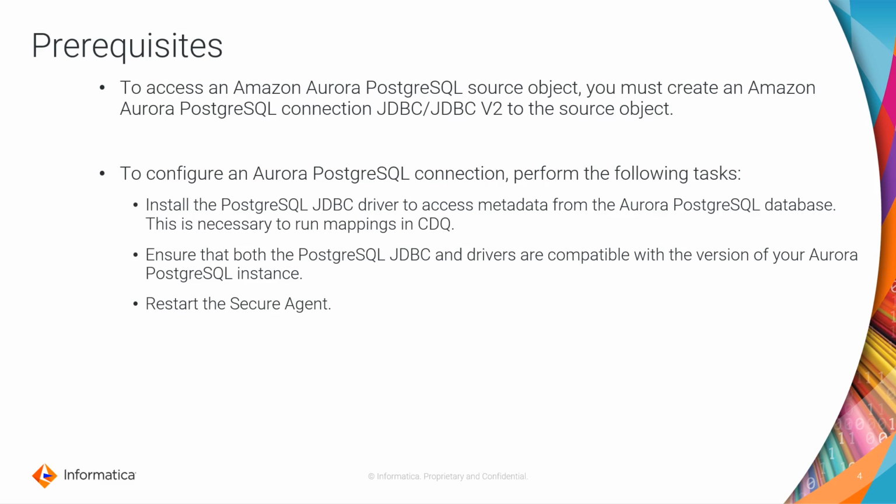PostgreSQL. To configure the Aurora PostgreSQL connection, you need to install the PostgreSQL JDBC driver to get the metadata access from the database, and metadata access is necessary to run the mappings in the CDQ. Ensure that the PostgreSQL JDBC driver is compatible with the version of the Aurora PostgreSQL instance which you have. After configuring the JDBC drivers in the Secure Agent, you need to restart the Secure Agent.